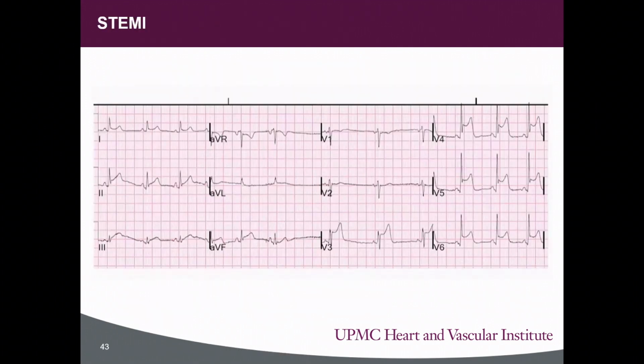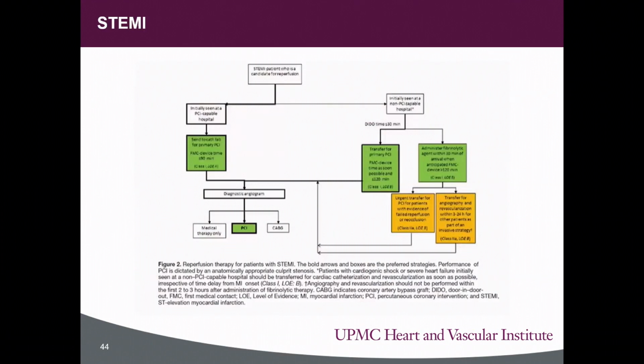So let's talk about ST elevation MI. Here's a representative EKG. You can see the significant ST elevations that we see in multiple leads, most notably the anterolateral leads. In a patient who comes in with an ST elevation MI, if they're initially seen at a PCI capable hospital, as soon as possible, even in the field, we want to activate the cath lab for primary PCI, with the goal of a door to balloon time of less than 90 minutes, from the time they enter the door to the time that the angioplasty balloon is inflated.